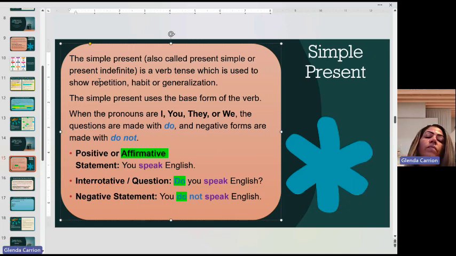Okay? So, positive or affirmative statement. You speak English. Question. Do you speak English? And negative statement. You do not speak English.